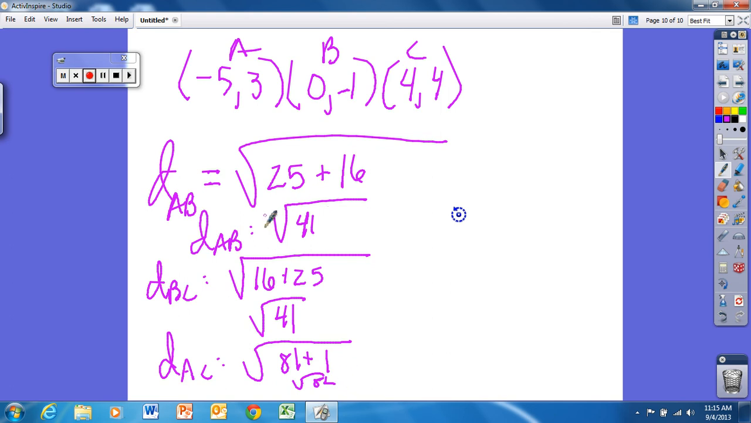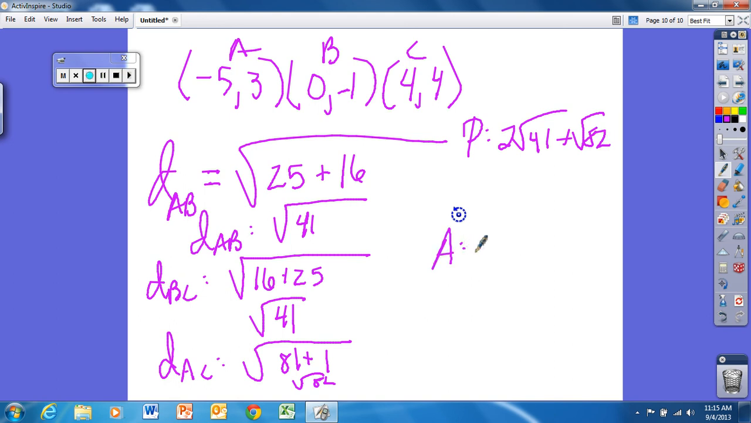So if I square this, I get 41. If I square this, I get 41. When I add them together, I get 82, and that should equal the square root of 82 squared, which it does. So that means the perimeter would be the square root of 41 plus the square root of 41 plus the square root of 82, which would simply be perimeter equals 2 square roots of 41 plus the square root of 82. That's your answer. You would leave it just like that.